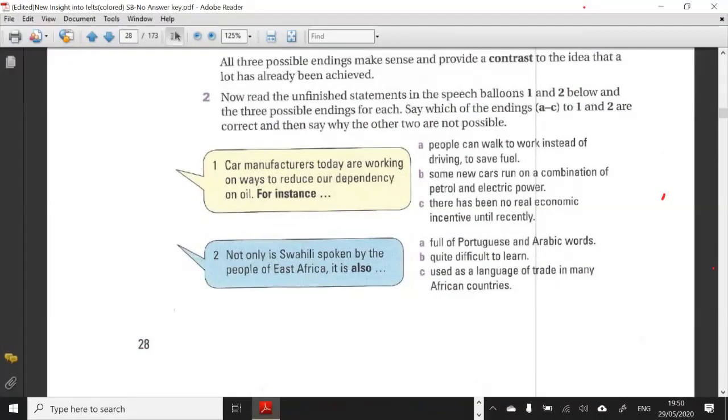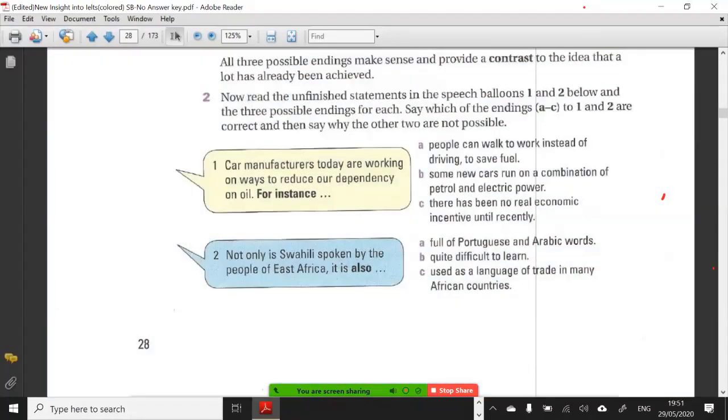What do you think? Is it A, full of Portuguese and Arabic words? B, quite difficult to learn? C, used as a language of trade in many African countries? I think so. It's C. Yeah, that's right.